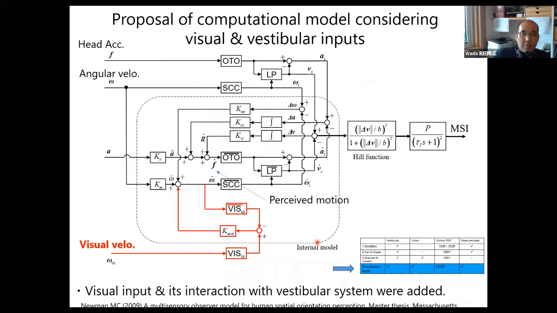This is our proposed model in the present study. The red part here represents the visual input and its interaction with the vestibular signals, which were added here. By this interaction, the perceived motion is modified or altered by visual input. The red parts are based on the Newman thesis.